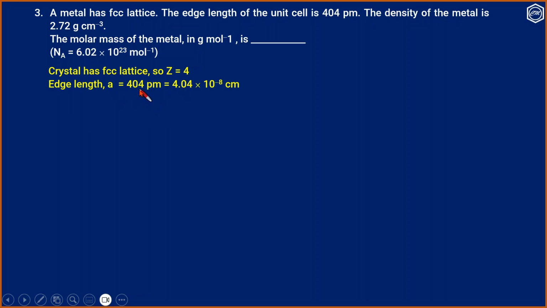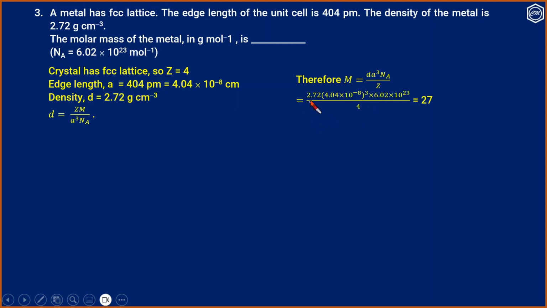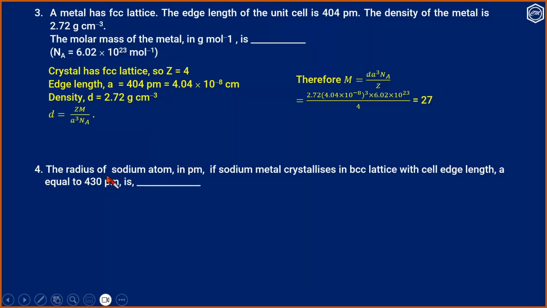Edge length a is 404 picometer, that is 4.04 into 10 raised to minus 8 centimeter. Density is given 2.72 gram per centimeter cube. Density is ZM by a cube Na. So M is equal to d a cube Na by Z, and upon simplification you get 27. Question 4. The radius of sodium atom in picometer if sodium metal crystallizes in BCC lattice with a cell edge length a equal to 430 picometer.